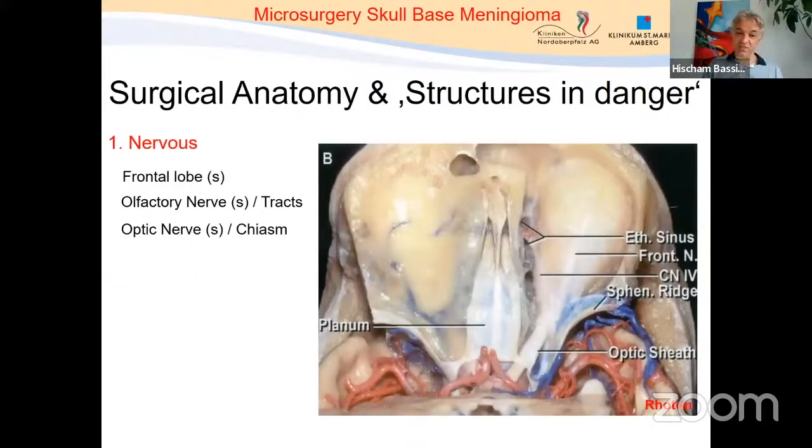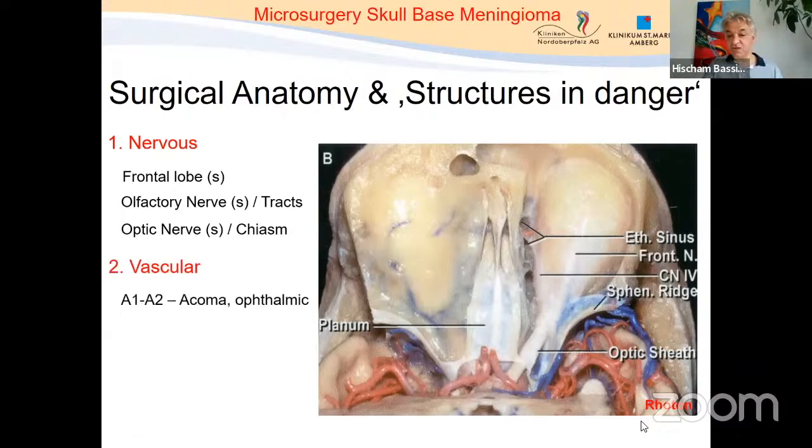So what is the surgical anatomy and the structures in danger during this surgery? First, you have the nervous structures, which are of course and obviously the frontal lobes, the olfactory bulb and the tracts, which you can see here, and the optic nerves, which you can see here, which are on the back side of the tumor.